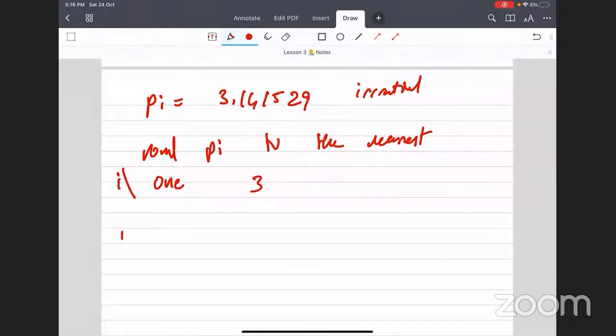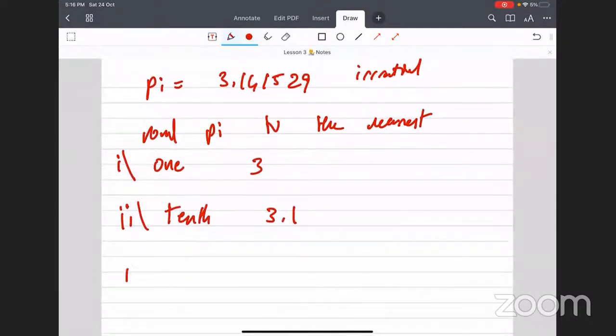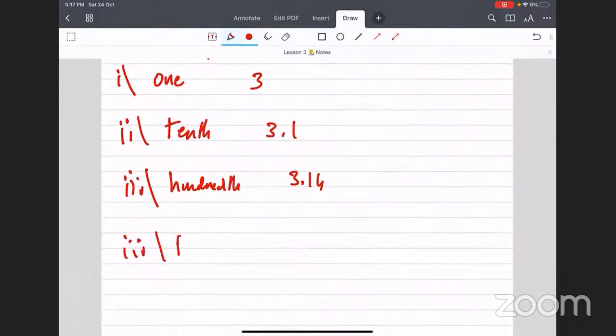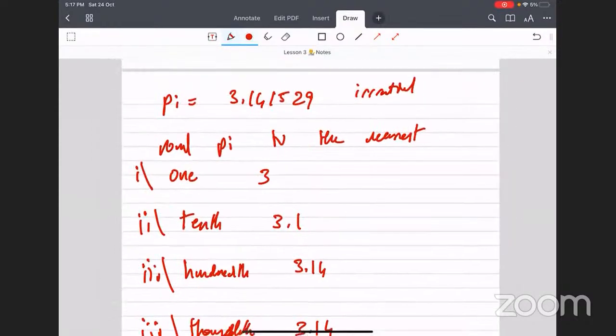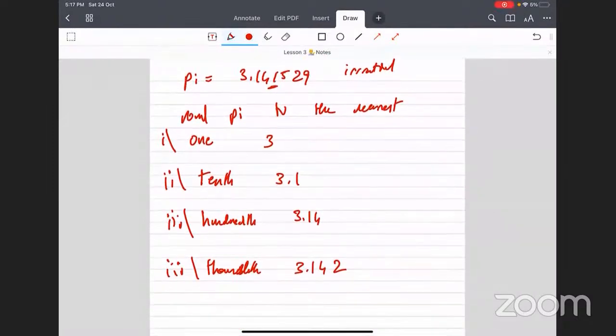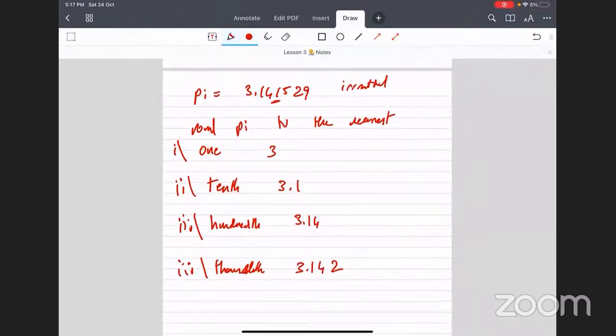3 to the nearest tenth, that would be 3.1. To the nearest hundredth, 3.14. Thousandths, 3.14, let's say. Then it has a 2 here, so it will be 2. Very good. So you understand rounding, very good.